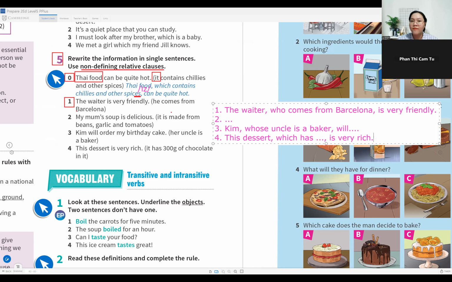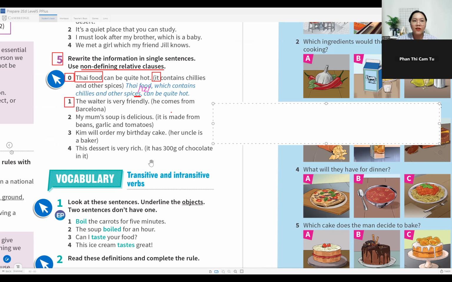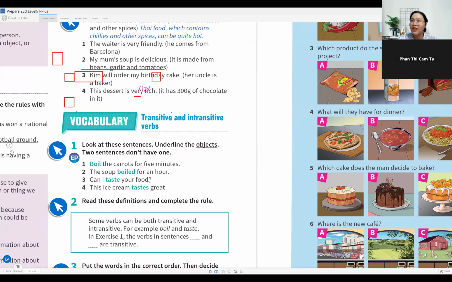I don't know. Good. So first of all, I am introducing these kinds of relative clauses to you, and then you will review it more, and then you can practice more. So don't worry, you can use this kind of grammar. All right. But sorry, I cannot see you in your camera.